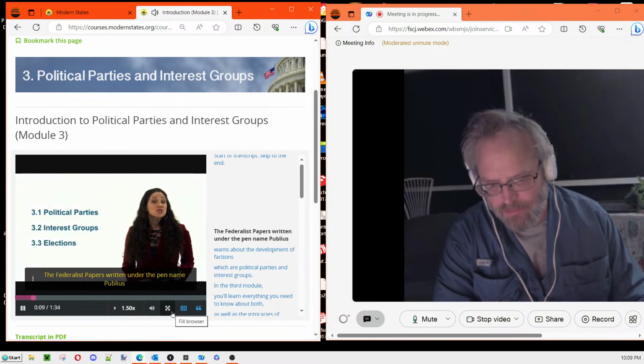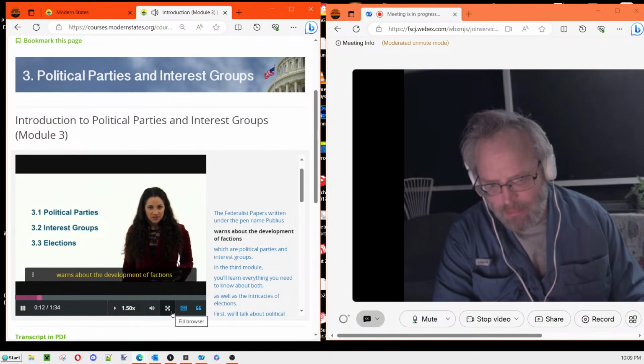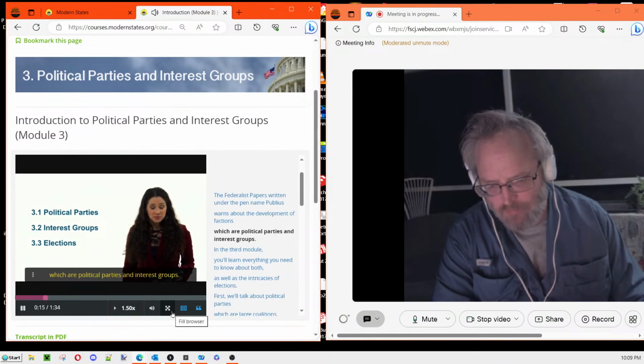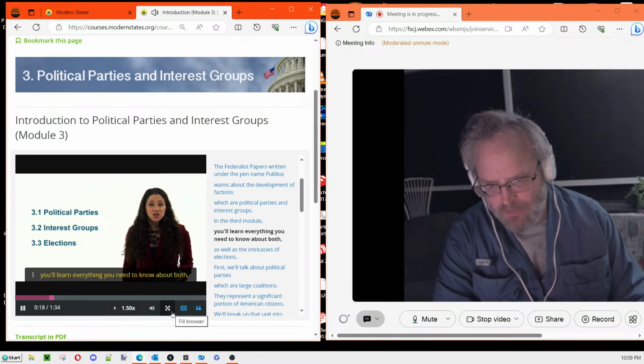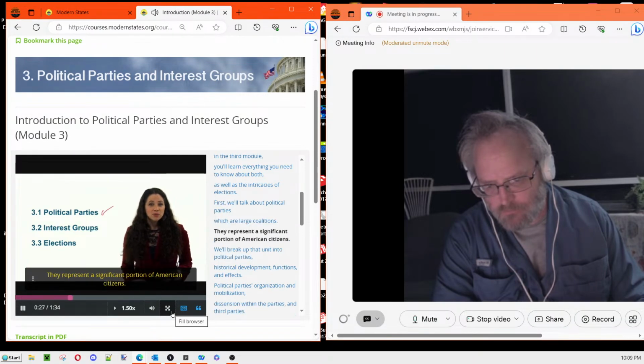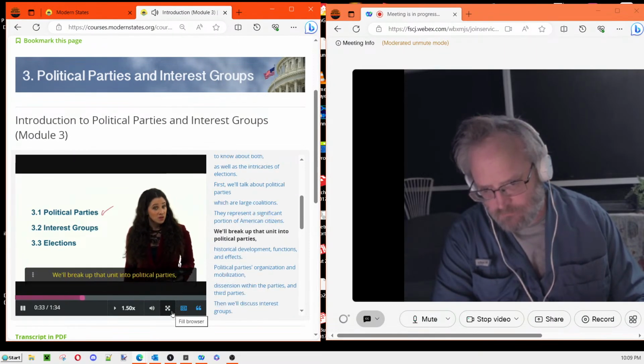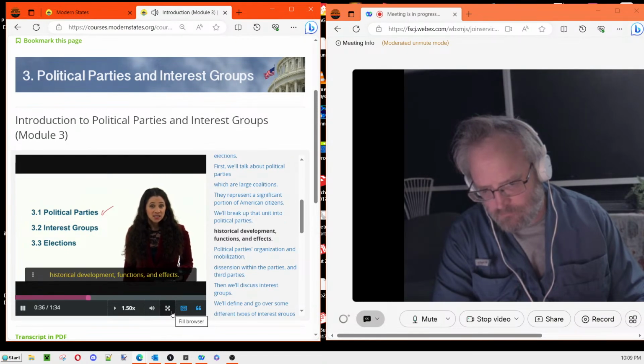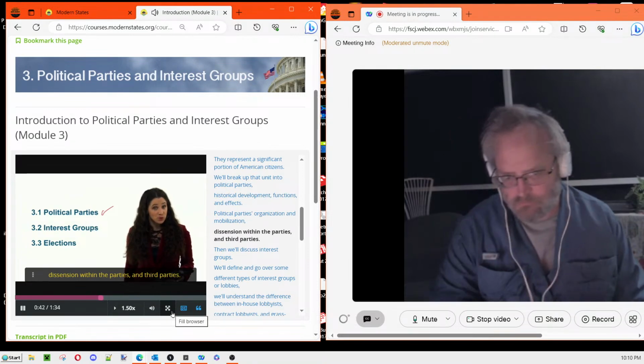The Federalist Papers, written under the pen name Publius, warns about the development of factions, which are political parties and interest groups. In the third module, you'll learn everything you need to know about both, as well as the intricacies of elections. First, we'll talk about political parties, which are large coalitions. They represent a significant portion of American citizens. We'll break up that unit into political parties, historical development, functions, and effects, political parties' organization and mobilization, dissension within the parties, and third parties.